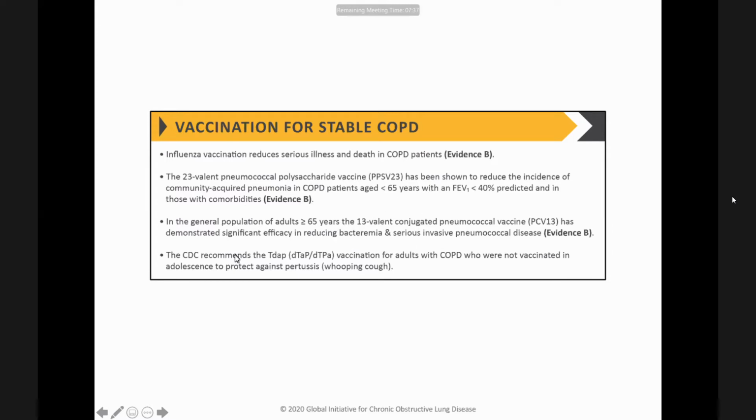Now they have also added diphtheria and pertussis vaccination, if the patient has not taken this in their adolescent time in the regular vaccination. So you can give the pertussis and diphtheria vaccinations to the patient with COPD. These are the vaccinations for stable COPD in every case.